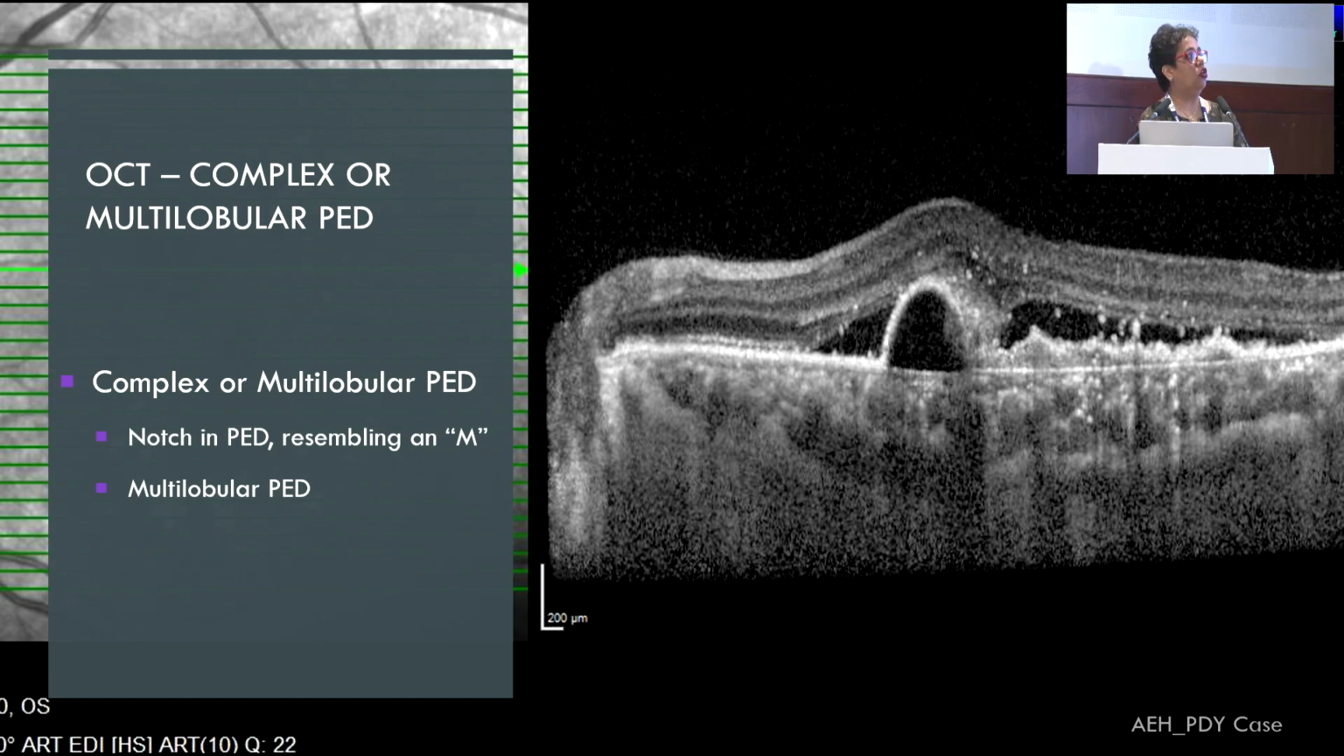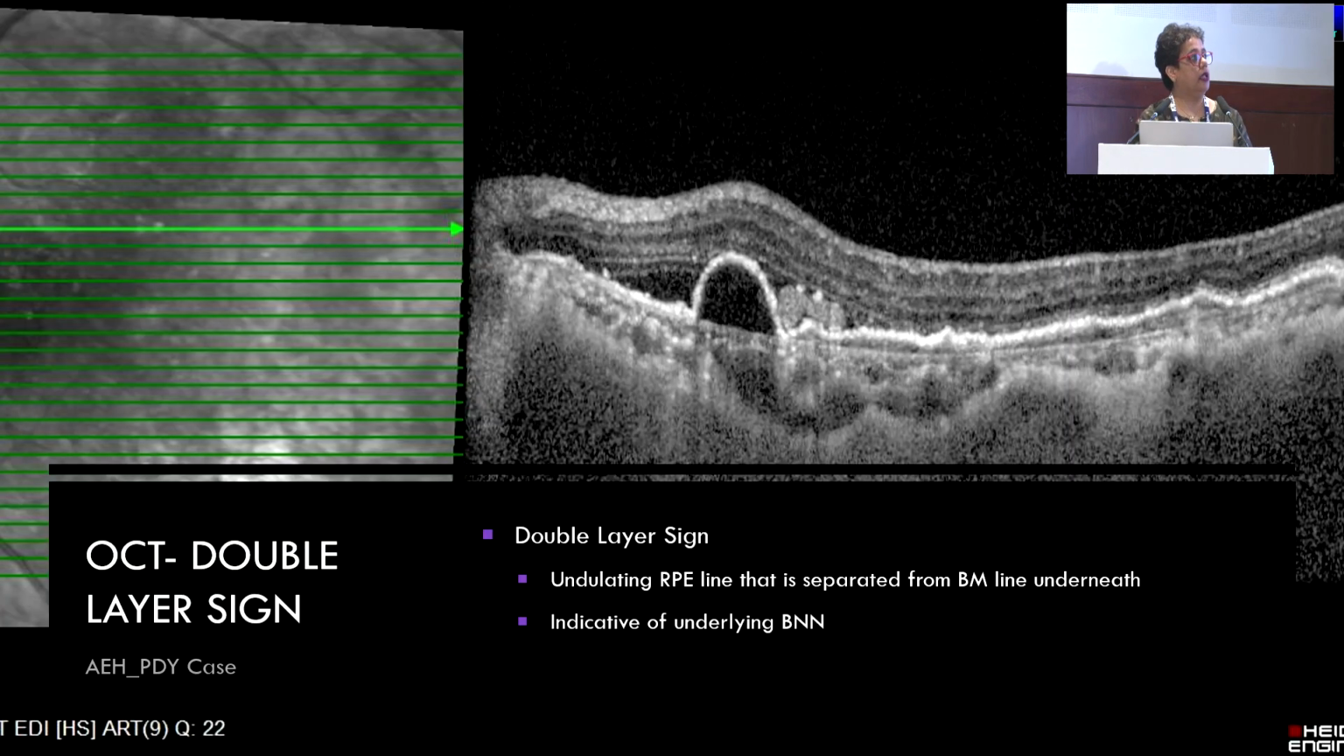The complex multilobular PED, which would be called the notched PED, and you have the area of the double layer sign over here. The double layer sign is the overlying RPE undulating with an underlying Bruch's membrane. This area typically is where your BVN is going to lie, and you'd have your polyp here forming your complex or multilobular PED.